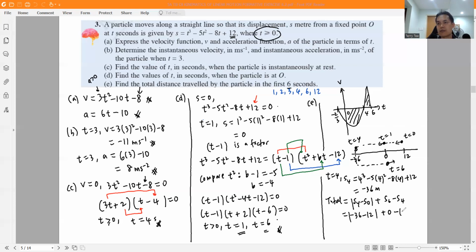S4 is -36. So this is 48 plus 36, and the answer is 84. We can actually map it here. This one is 48 because I'm going to the left by 48. I'm coming back by 36. My total distance traveled is 84 meters. I hope this is okay for you.